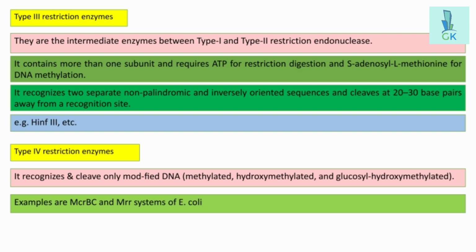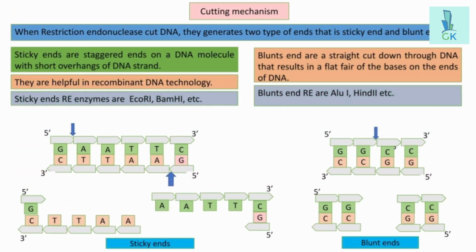Type 3 restriction enzymes are intermediate enzymes between type 1 and type 2 restriction endonucleases. They contain more than one subunit and require ATP for proper function. They recognize 2 separate non-palindromic sequences and cleave DNA 20 to 30 base pairs away from their recognition site. Type 4 restriction enzymes are more complicated. They recognize and cleave only modified DNA, that is methylated, hydroxymethylated and glucosyl hydroxymethylated.